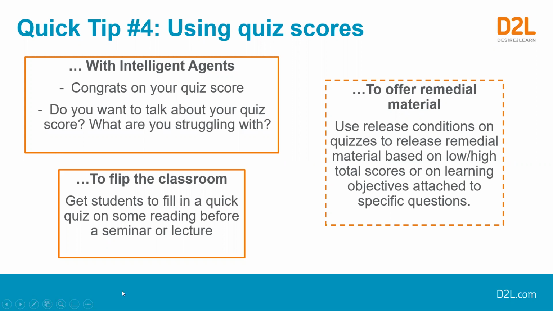The other idea that has been suggested is to flip the classroom a little bit. Get the students to do some reading and fill out a quiz, and then based on the areas that they do well on or the areas that they do poorly on, you can tailor the classroom activities to suit.